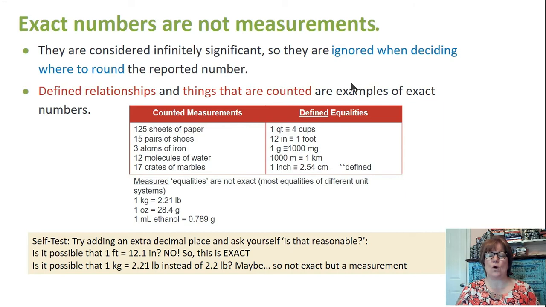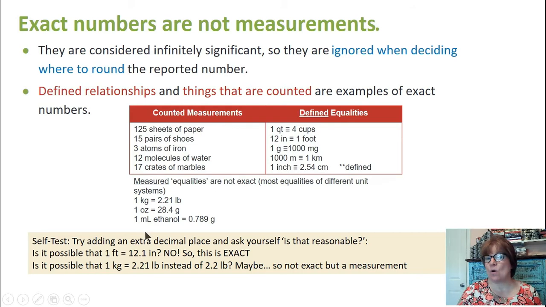There are two kinds of exact numbers. One, things that are counted. Things that are counted can't be in between. So if I'm counting balls, tennis balls, I either have 3 tennis balls or 4 tennis balls. You can't have 3.2 or 3.01. It's exactly 3 or exactly 4. The other kind of exact numbers are things that are defined. So when I say 1 quart relative to 4 cups, I'm defining that 1 quart is exactly equal to 4 cups exactly. So it's a defined relationship, or 1 foot is equal to 12 inches exactly.